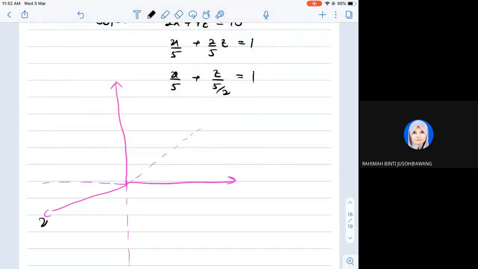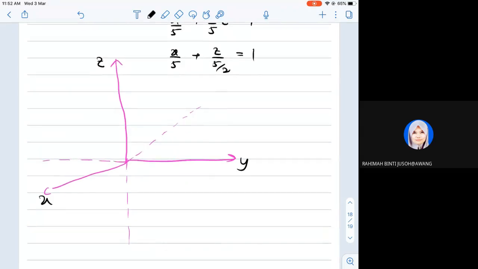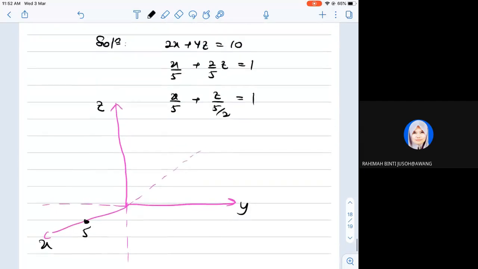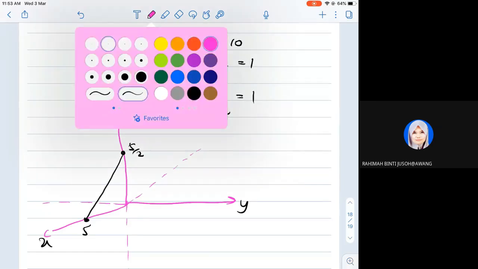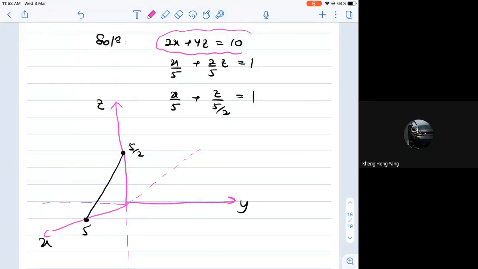So X, Y, Z. So X equals to 5, X equals to 5 kat sini. Z equals to 5 over 2, pasti Z lah kan. 5 over 2. Okay dah. Lepas tu apa kita kena buat kalau ada 2 titik? Sambungkan dia dulu kan. Betul, sambungkan. Okay, lepas tu dalam equation ni dia tak ada apa? Y. No Y. So should be parallel along Y.